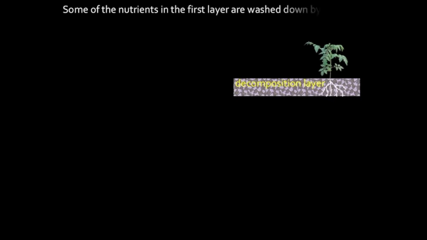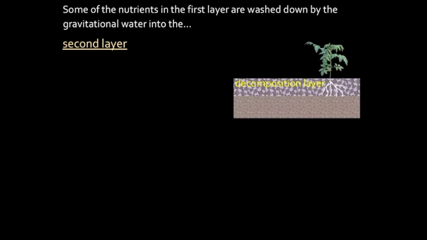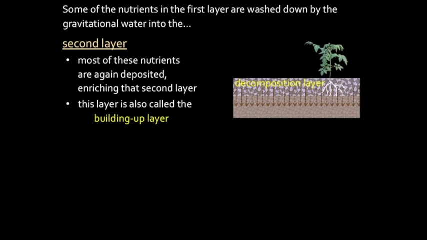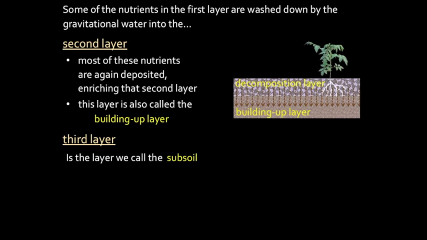Some of the nutrients in the first layer are washed down by the gravitational water into the second layer. Most of these nutrients are again deposited there. The third layer is a layer we call the subsoil.